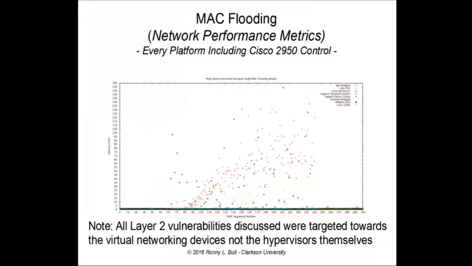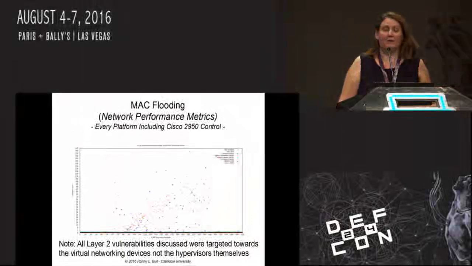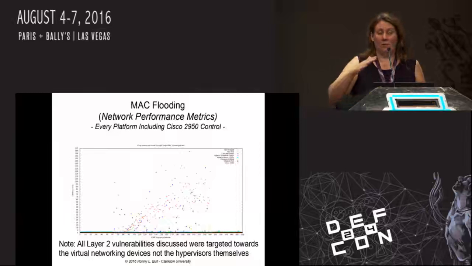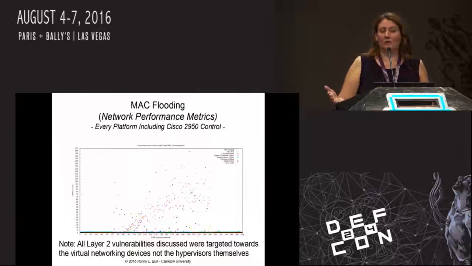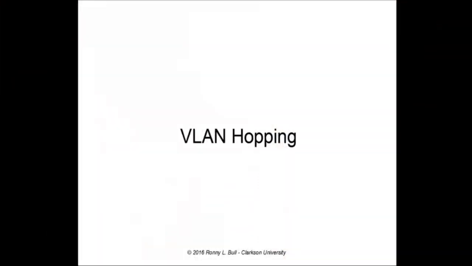I'd like to make the point before we head into some of the rest of the things that all of these layer 2 vulnerabilities that we're discussing were targeted toward the virtual networking devices, not so much the hypervisors themselves. What we're testing is what happens with the virtual networking devices. So it's interesting, you see a mix, right? Not everything's vulnerable, not everything is safe, and we're going to see that trend continue across all of our tests. It wasn't uniform which things were vulnerable and which things weren't. At this point, I'm going to pass it over to Ronnie, who's going to tell you about the VLAN hopping.